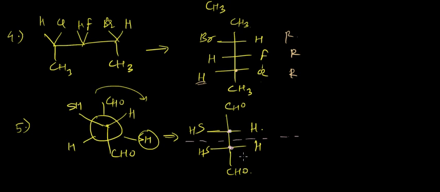So the configuration for this would be, this would be the first priority, this would be the second priority, hence this should be ideally R, but H is on the horizontal line, so this should be S, and these two are mirror images of each other, hence this would be R.